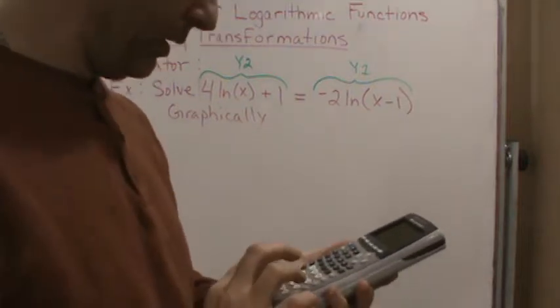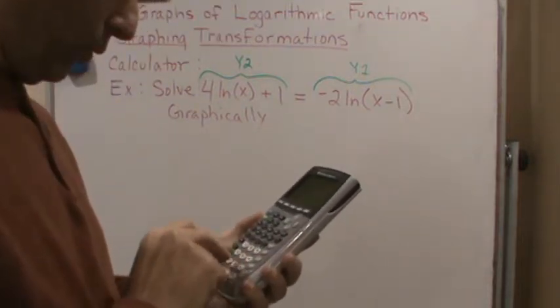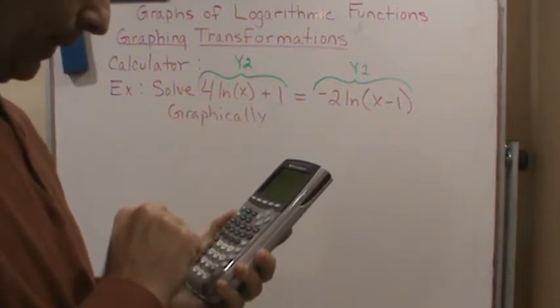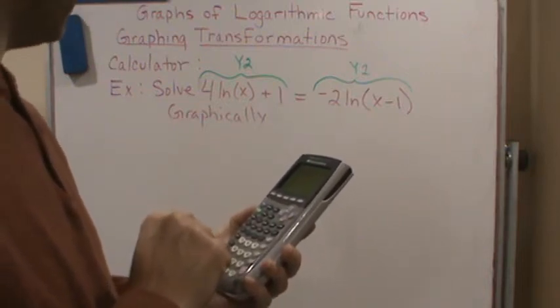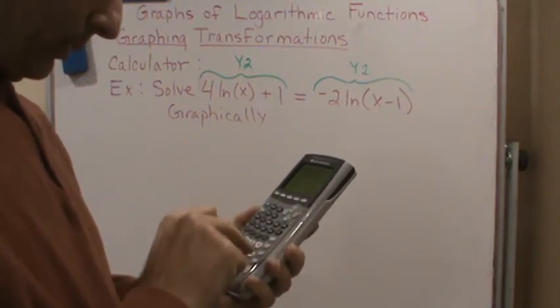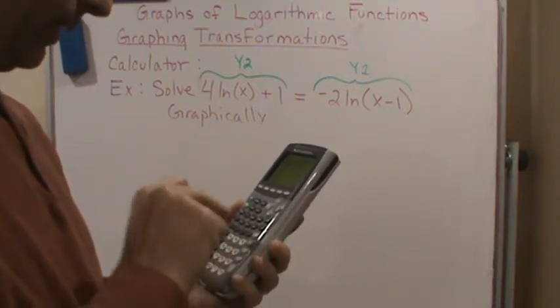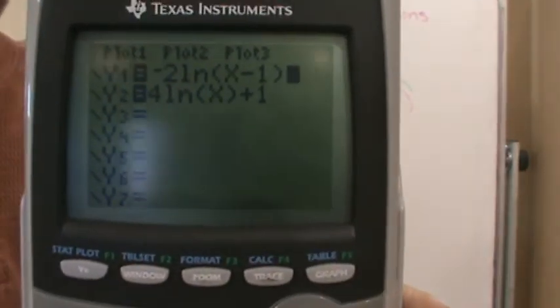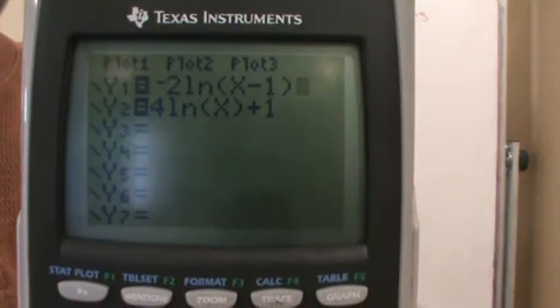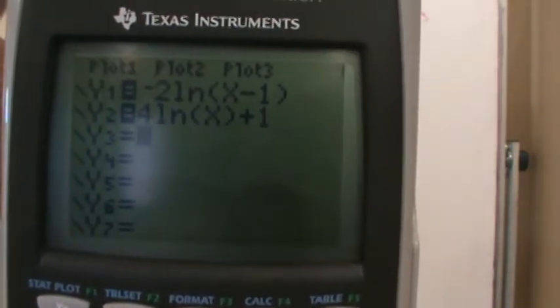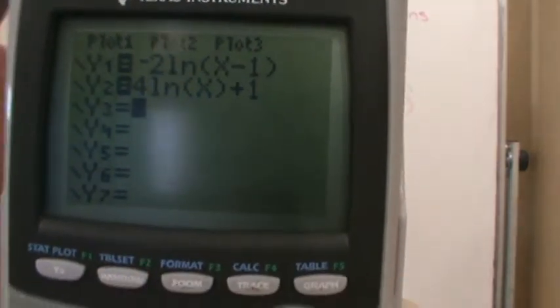I'm going to use the negative sign, and then 2, and then natural log, and then x minus 1, and then the parentheses. So here are the two equations. Now if I hit enter, there they are. So now I'm going to graph them.